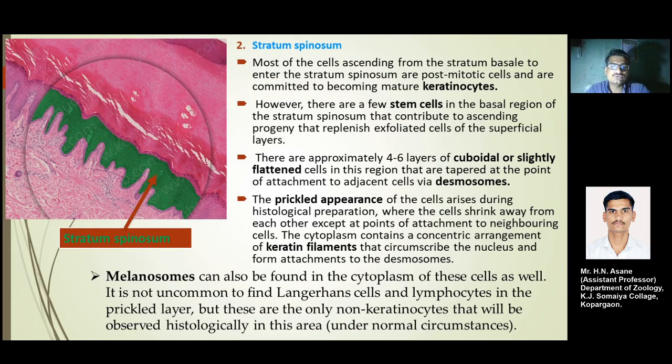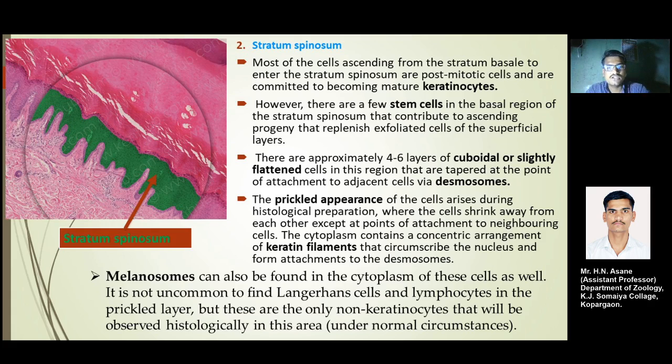Okay, so there are approximately 4 to 6 layers of cuboidal or slightly flattened cells in the stratum spinosum. In this region the cells are attached to the adjacent cells via desmosomes. The prickled appearance of these cells arises during the histological preparations.